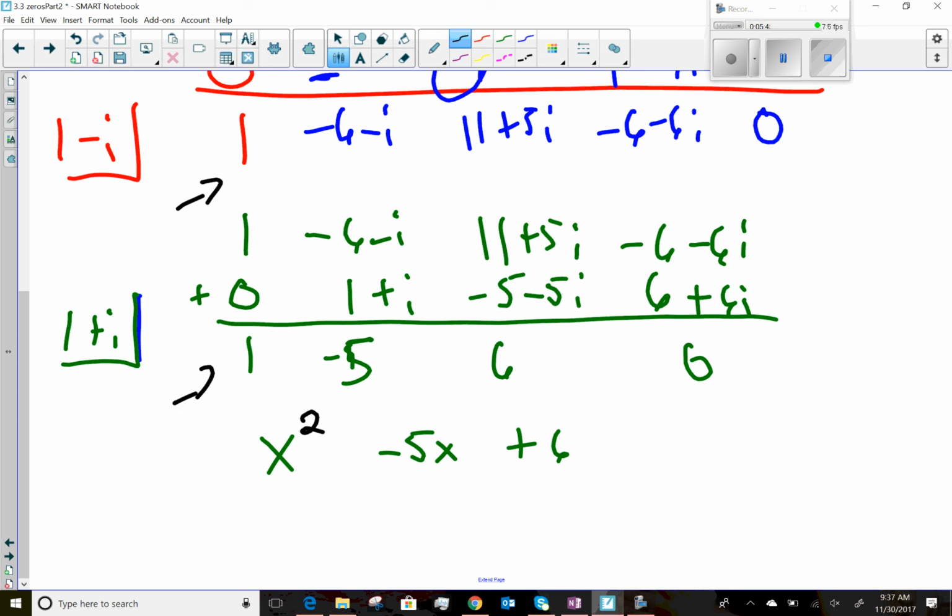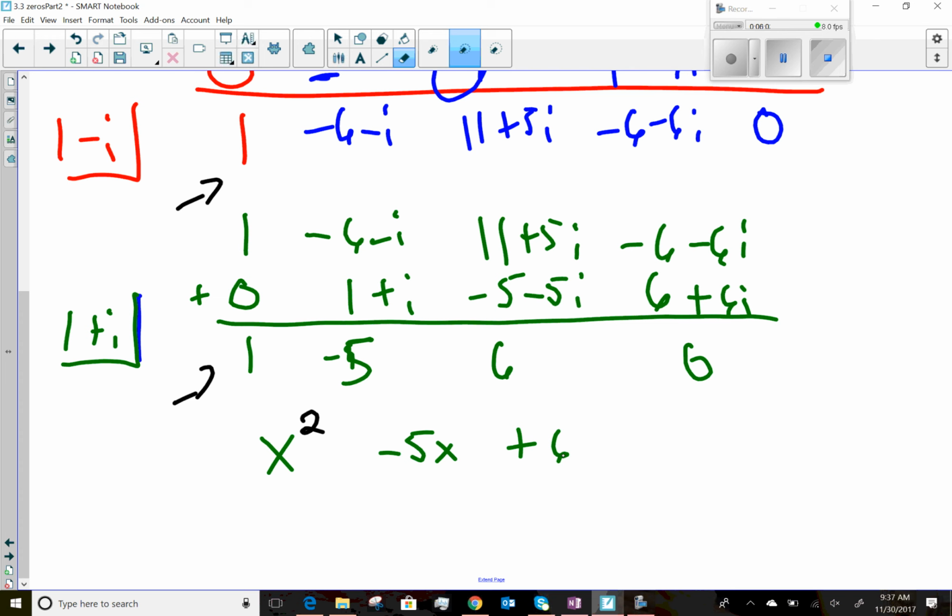So this is going to be squared, this is a 1, and this would be x to the 0, which we don't write because x to the 0 is 1. And we don't usually write a 1 as an exponent either. Okay, so there's our quadratic. Can we factor that quadratic? Sure, we can try. If not, we can do quadratic formula, right?